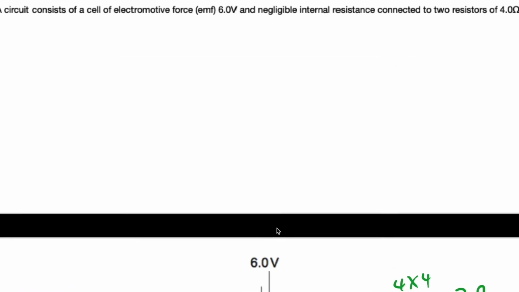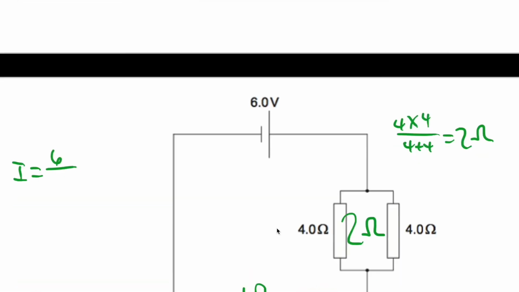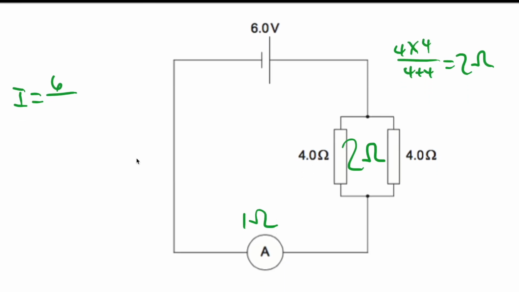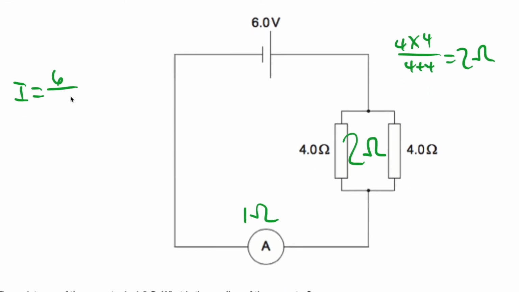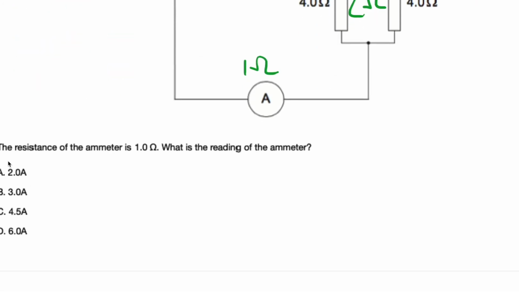And then your ammeter resistance. So the sum of resistance is gonna be equal to 2 ohm plus 1 ohm, so 3 ohm, giving us a current of 2.